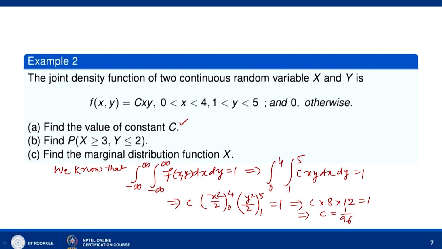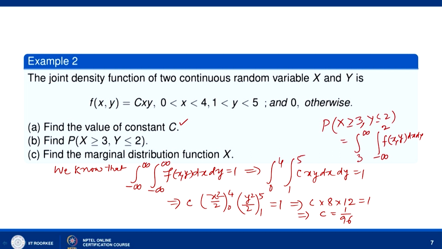Now let us find the probability that x is greater than or equal to 3 and y is less than or equal to 2. This will be given by the integral where x varies from 3 to infinity and y varies from minus infinity to 2, of f(x, y) dx dy.